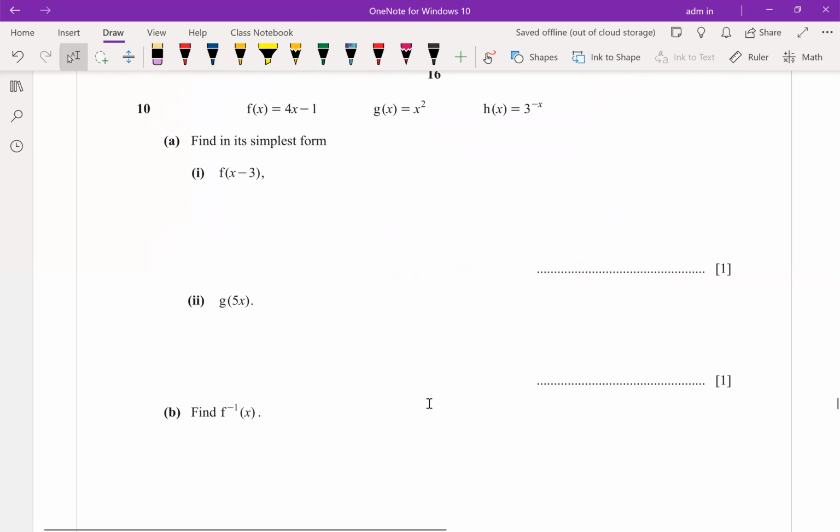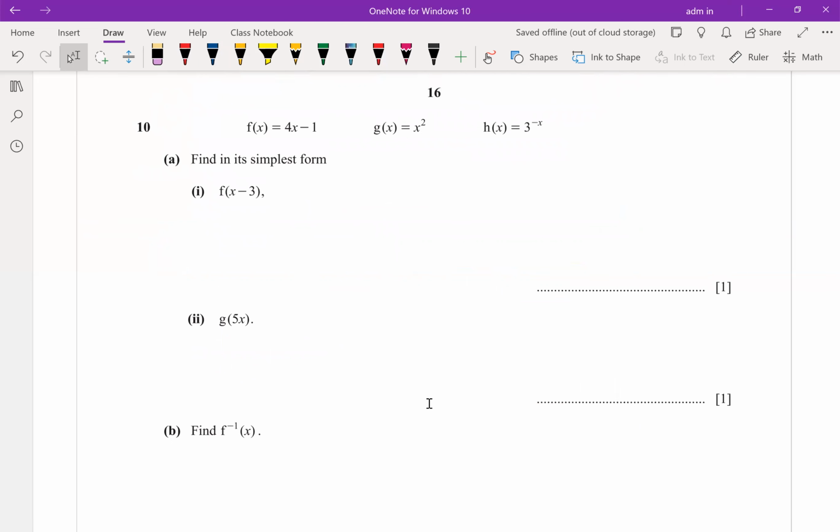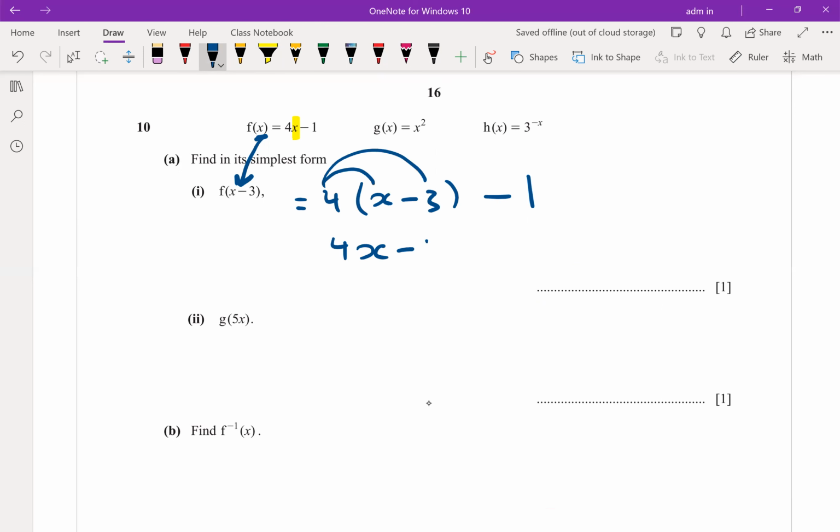A function f(x) minus 3. How to get f(x minus 3)? Where is f of x? Just remove x and write what? x minus 3. It will be 4, open bracket, remove x and write x minus 3, minus 1. The function, just remove x and write instead x minus 3, then simplify your answer. 4 times x, 4x, 4 times 3, 12, minus 1. Simplified, it will be 4x minus 13.